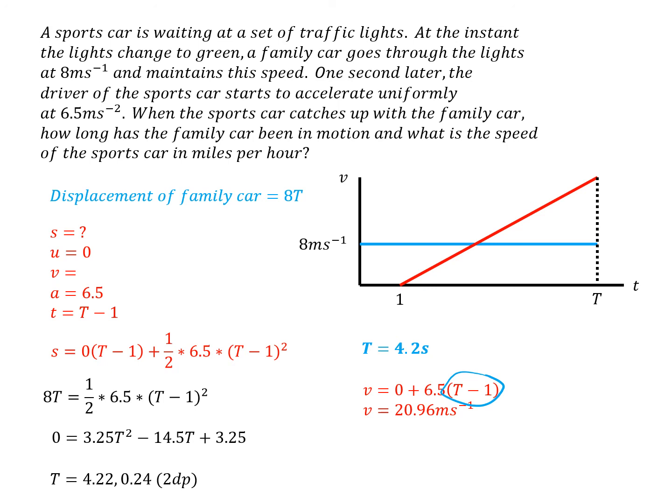Then we need to just remember that we're being asked to give the answer in miles per hour. So converting meters per second into miles per hour, we multiply by 60 to get it into hours, divide by 1,000 to get into kilometers, and then multiply by 5/8 to convert kilometers into miles. So the answer is 47 miles per hour. A little bit tricky at the end there, but hopefully you managed to get that one right.